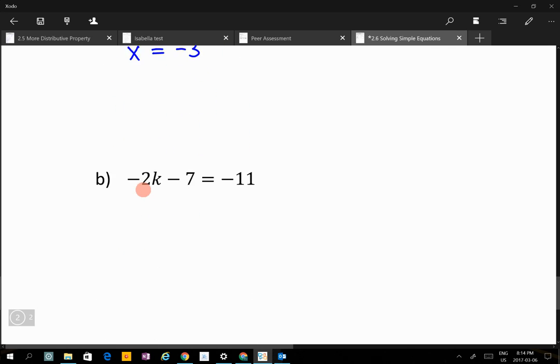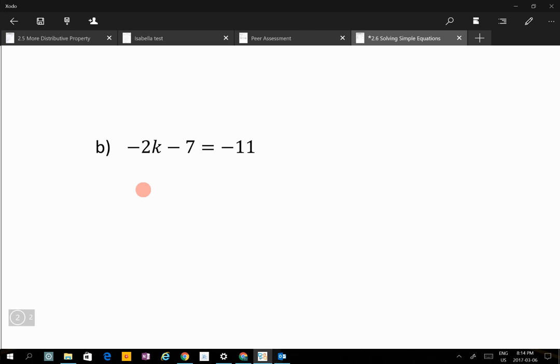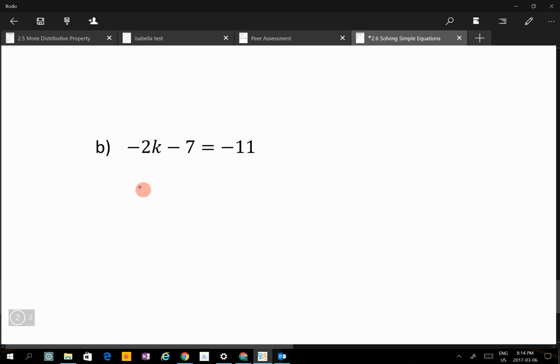Part B, negative 2k minus 7 equals negative 11. Many more negatives, but the idea is the same. Deal with the subtraction first. So to reverse the negative 7, I should add 7. Right, whatever I add on the left, I need to add on the right. Okay, so negative 7 plus 7 becomes 0. I'm left with negative 2k on the left. Negative 11 plus 7 on the right side becomes negative 4.